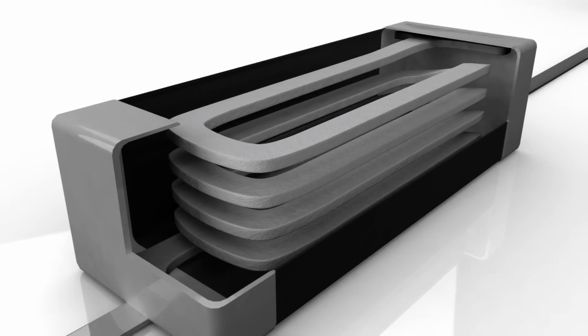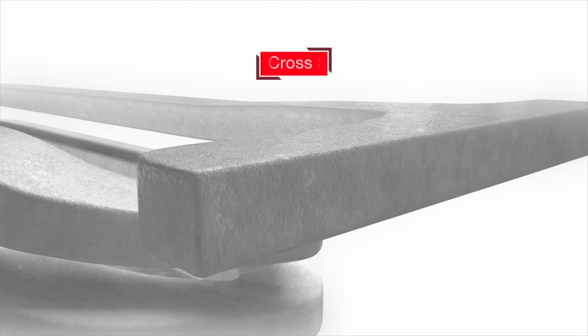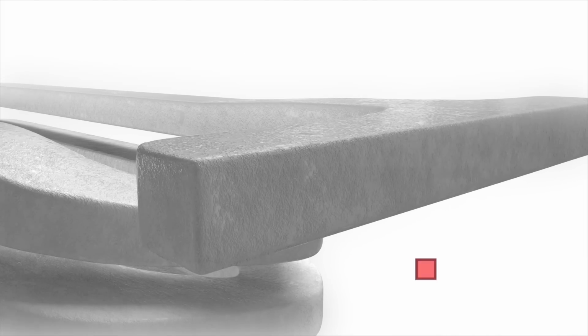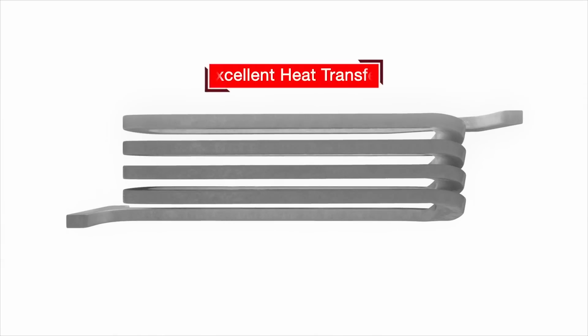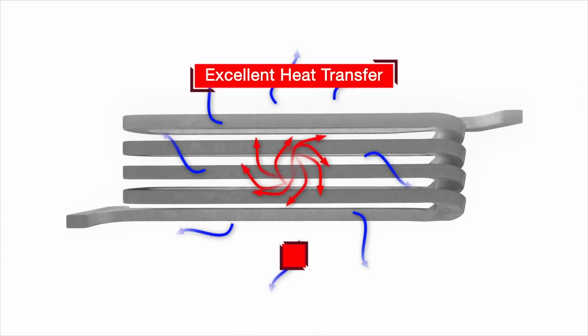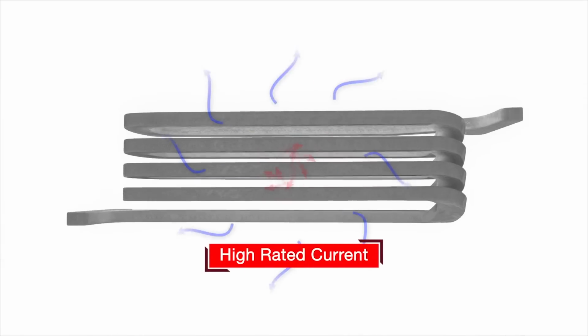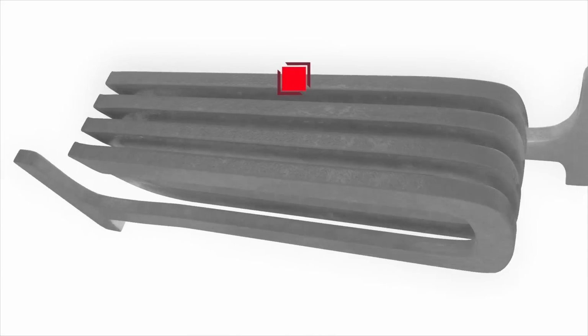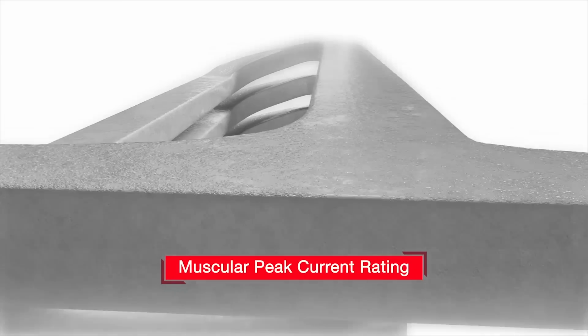The WE-MPSB inner layer has a much greater trace cross-sectional area for ultra-low RDC to minimize unwanted losses. Its excellent heat transfer features a high rated current. And the innovative multi-layer design results in specified muscular peak current rating.